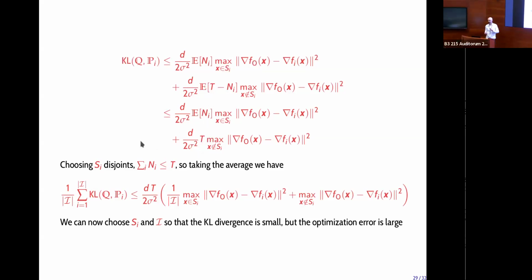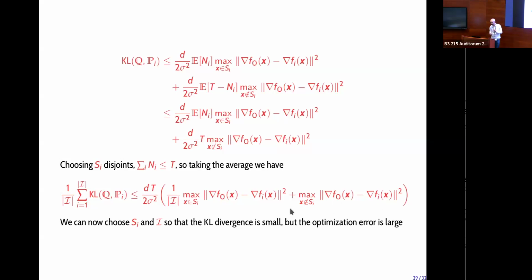And now the other small ingredient is to construct these different areas in a way that they are disjoint. So every time you are in one area, you are not in another area. Okay, so they are all disjoint. This means that the sum of all these n_i, where remember n_i is the number of times that you are in the area S_i, is less than the total number of rounds. And so when you now sum these KL divergences and take the average over all the possible functions that you have, you will have these two terms. One is when you are in a certain area, and this is divided by the number of functions that you constructed. And then you have the other term, for when you're outside of a certain area.